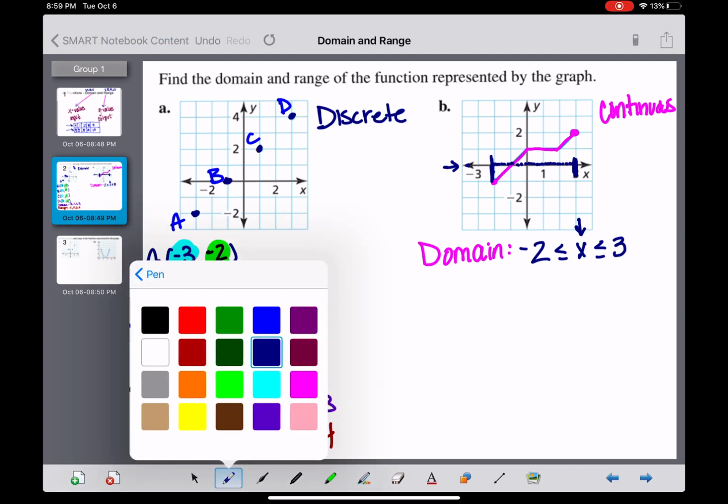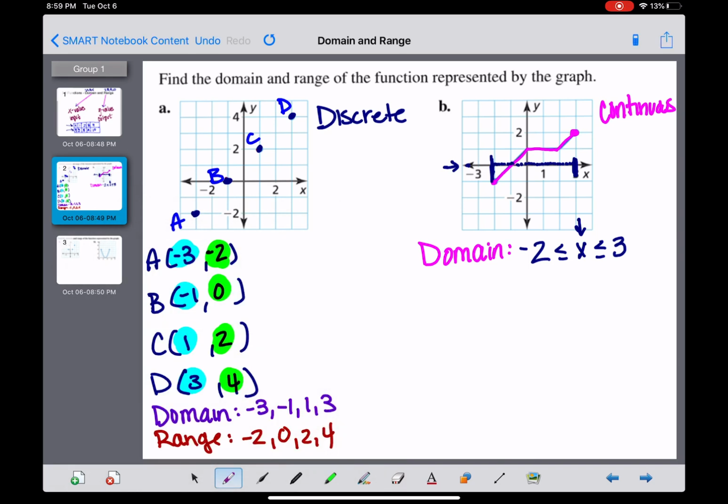We're going to do the same thing with our range. So I want to see how low to how high my y values go. So it goes as low as -1, and I'm going to keep looking up and going up until my function stops, and it stops at 2. So my range or the y value goes from -1 up to +2.